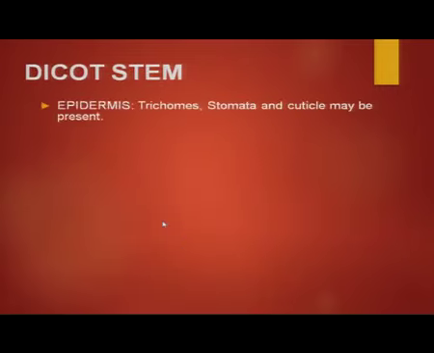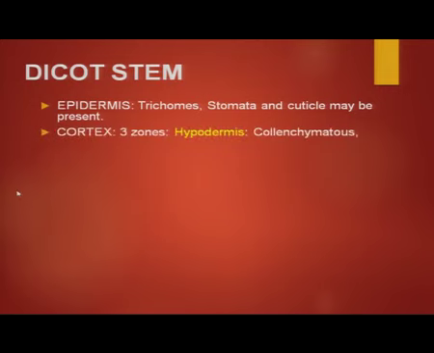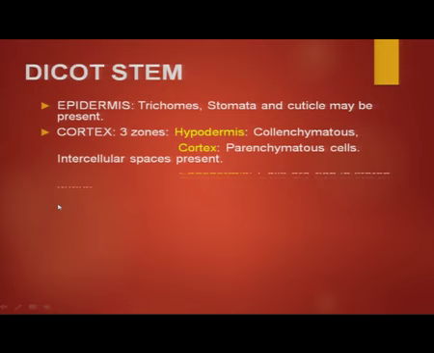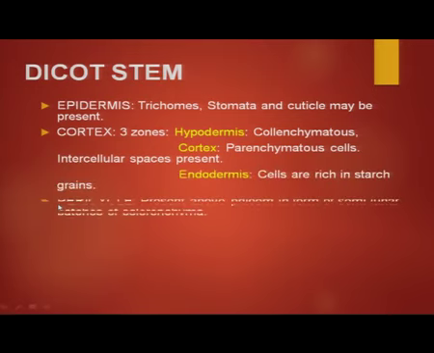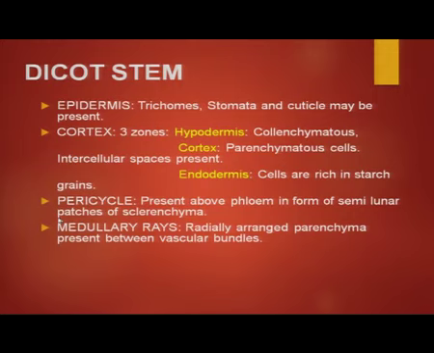Moving over to the dicot stem. Just as we had discussed the structure of a dicot root beginning with the epidermis, here we will also see that all the layers mentioned in the root are present here, but the difference is that the epidermis bears trichomes, stomata and even the cuticle may be present. The cortex has 3 zones: hypodermis, which is made up of collenchymatous cells. Then there is cortex, which is similar to that of the roots, and endodermis. Now, in the endodermis, the Casparian strips are not present and they are rich in the starch grains.